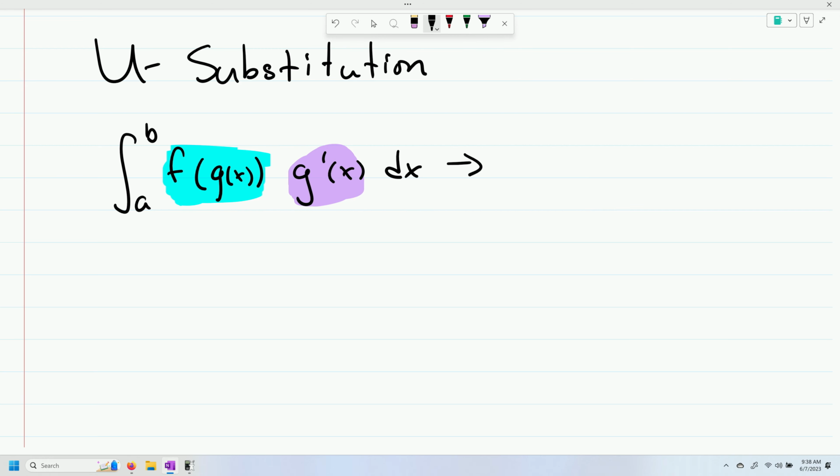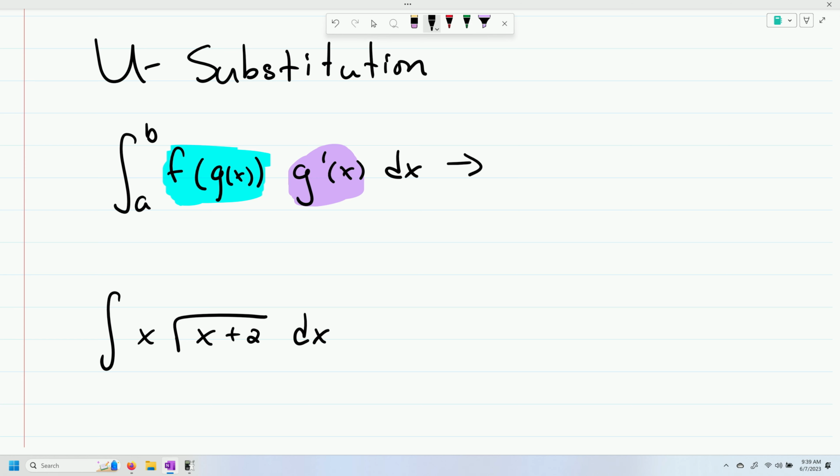I think a really simple example of looking at something like this, and I'm going to write it directly underneath, would be something like, let me find a nice one here. The integral of x times the square root of x plus 2 dx. You know what? I don't know if I like this example. Let's look at another example.